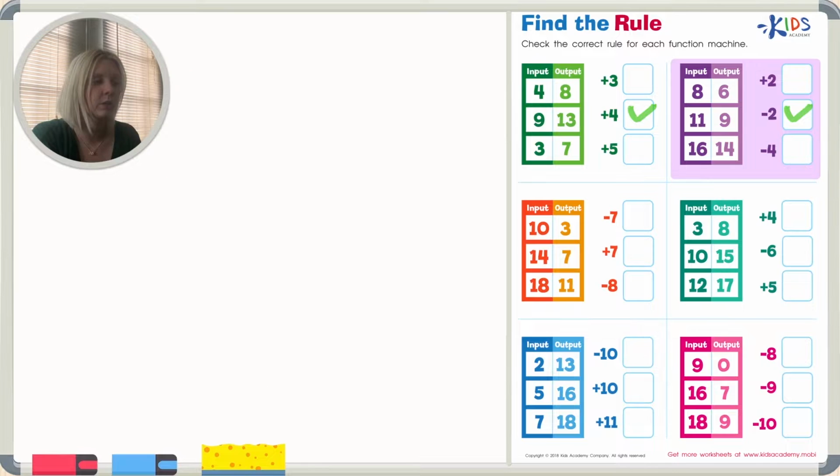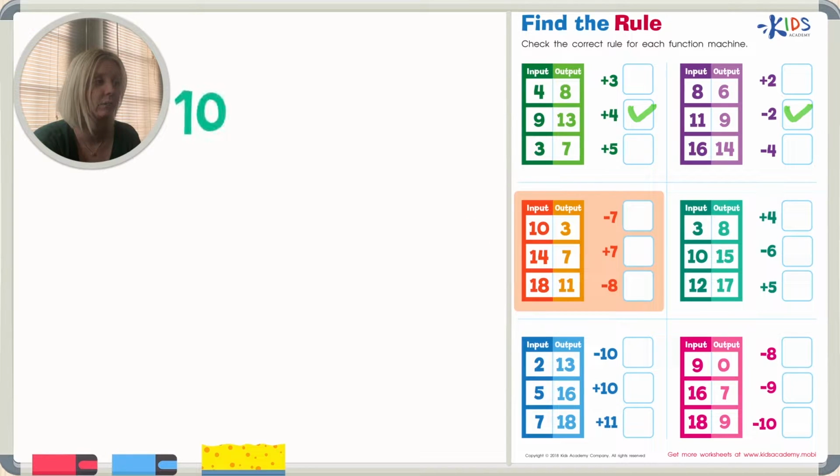Okay, now let's go down to our orange function machine down here, and we start with the number 10, and we do something to get 3. What are we going to do? Are we going to take away 7? Are we going to add 7? Or are we going to subtract 8? What do you think the answer is going to be? At least what sign are we going to use?